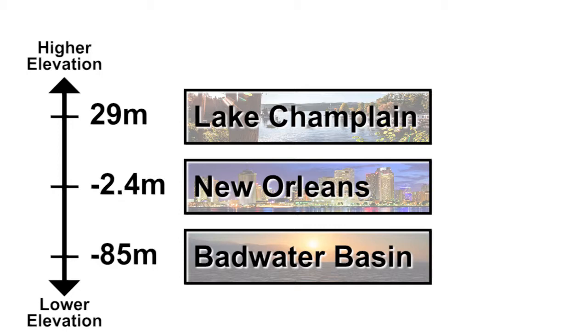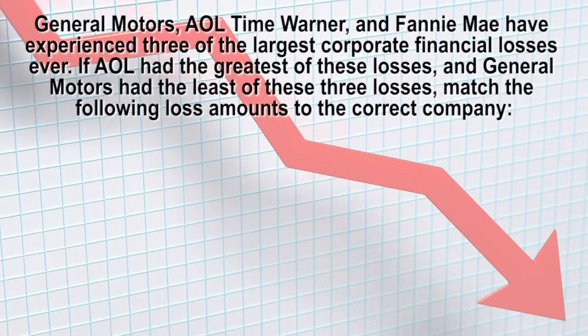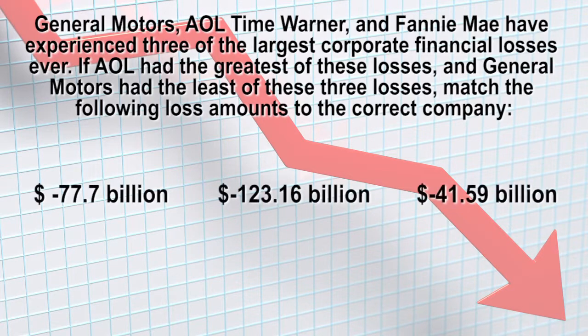Students should be able to explain and prove their thinking in ordering these rational numbers. General Motors, AOL Time Warner, and Fannie Mae have experienced 3 of the largest corporate financial losses ever. If AOL had the greatest of these losses and General Motors had the least of these 3 losses, match the following loss amounts to the correct company.